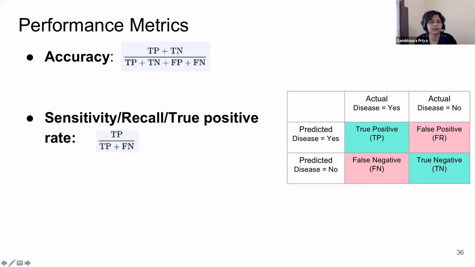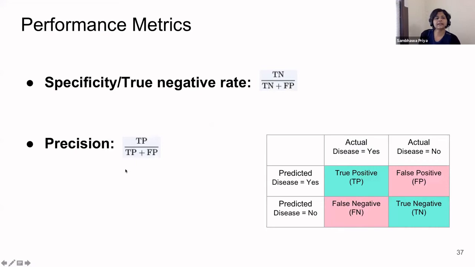And then the sensitivity, or the recall, or the true positive rate, these are all synonyms here, basically identifies the fraction of times that the model predicts positive cases correctly from the total number of actual positive cases, right? And then there is specificity, or the true negative rate, which is the fraction of times the classifier predicts negative cases correctly from the total number of actual negative cases. And then there's precision, which is the fraction of times the model predicts positive cases correctly from the total number of cases that it predicted as positive. So basically the true positives out of the true positives and false positives.